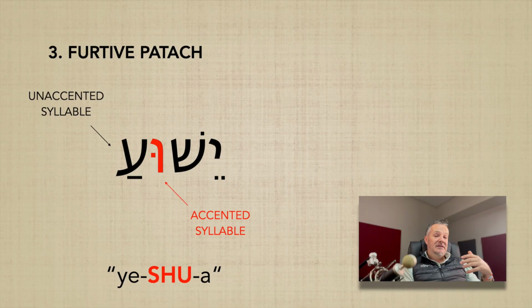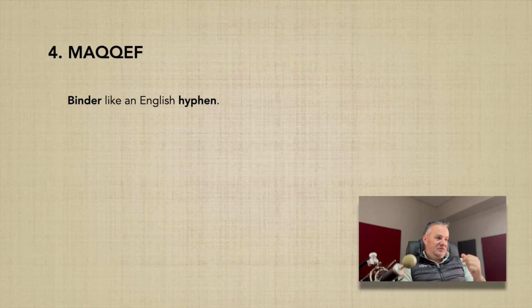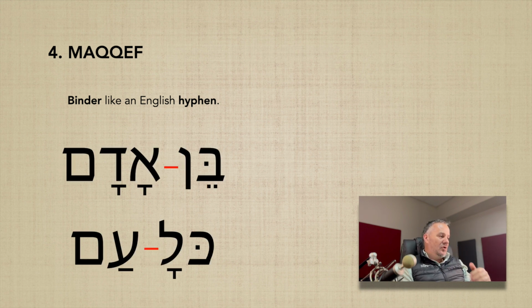So you would have YESHU'A, RU'ACH, NU'ACH, ha-ma-SHI-ach. And finally, number 4 is the MAQQEF. Now the word MAQQEF in Hebrew means a binder, much like our hyphen in English. Look at this word, Ben Adam, Kol Am. What the MAQQEF does is it takes two Hebrew words and almost joins them together, much like the hyphen in English, and gives us one concept.